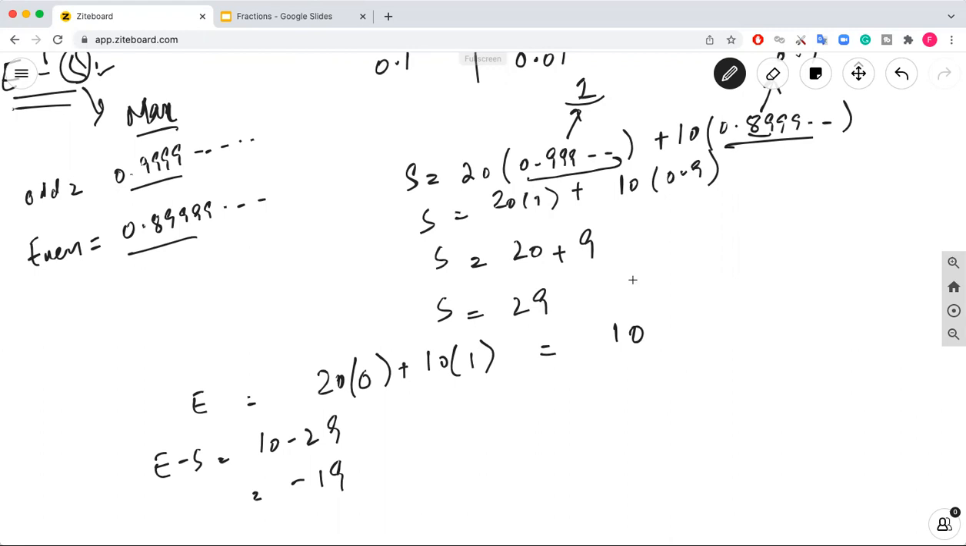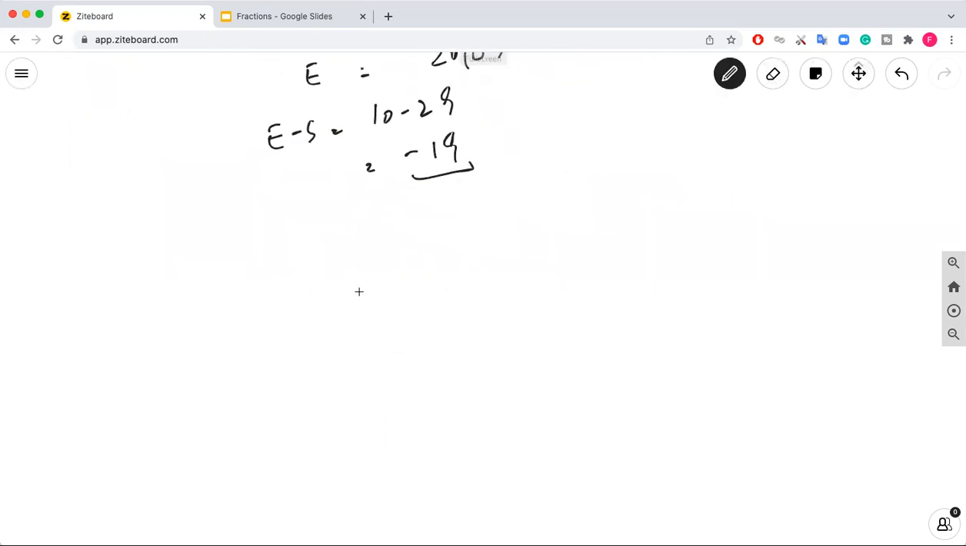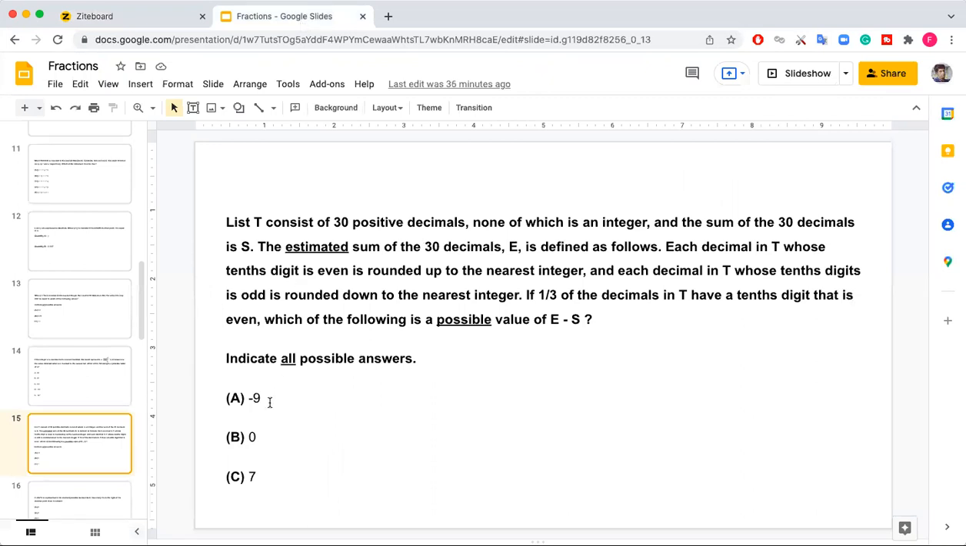So the actual sum is 29 and the estimated sum is 10. So what is E minus S? That is minus 19. Now we have the maximum value, we have the minimum value. So what is the maximum value and what is the minimum value? It is somewhere between minus 19 and 7.9. Now if you see the question, what are the three values?